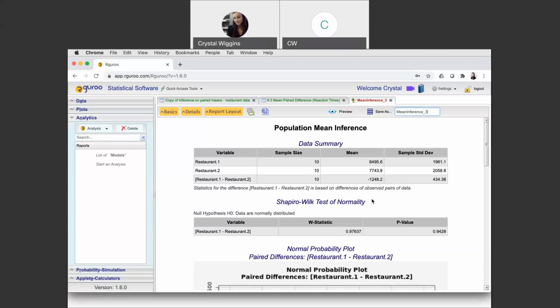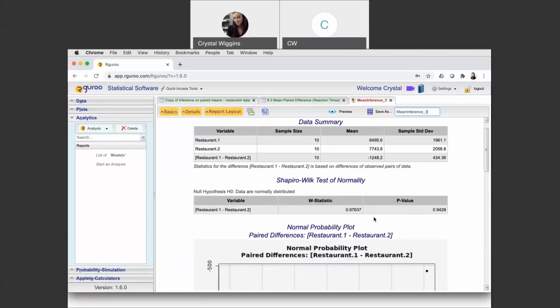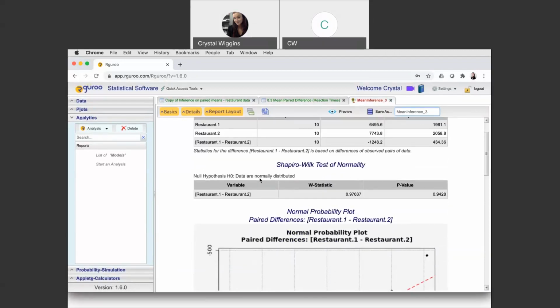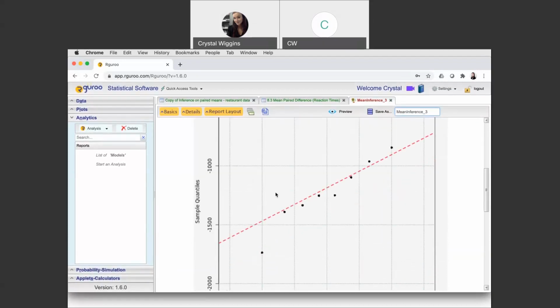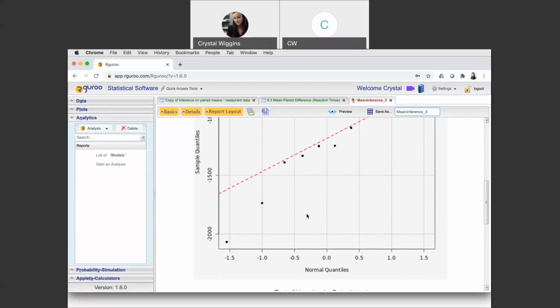Okay, so when I'm looking at this analysis, I see a p-value, and this is for the normality test. So this p-value being very big, we can see that that would mean that we would fail to reject the null hypothesis, which states that the data is normally distributed. And we confirm by the graph that shows that the dots form a linear line and nothing nonlinear.